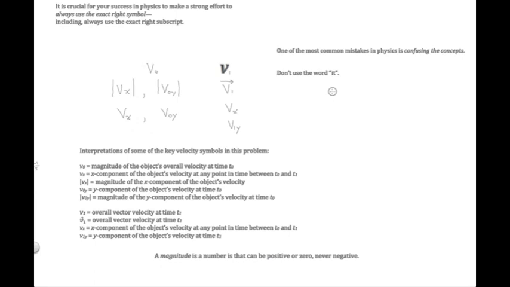As I talked about in the previous video, a good way to not confuse the concepts is don't use the word "it." Don't say that it is negative 7.87 meters. Say that v sub 1y is negative 7.87 meters, or that the vertical velocity at time 1 is negative 7.87 meters. Don't say that it is 16.4 meters per second. Say that Vx is 16.4 meters per second. If you always name or label each number that you're dealing with, you're much less likely to confuse them.